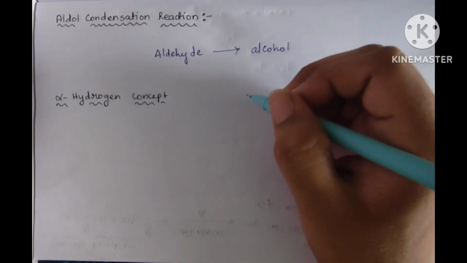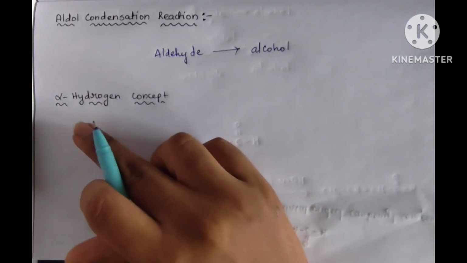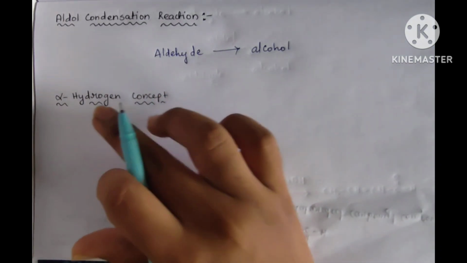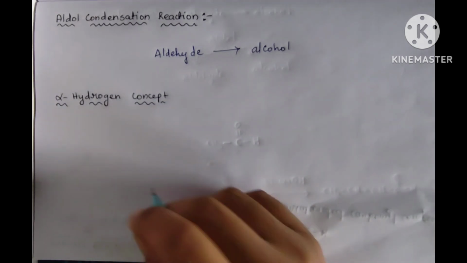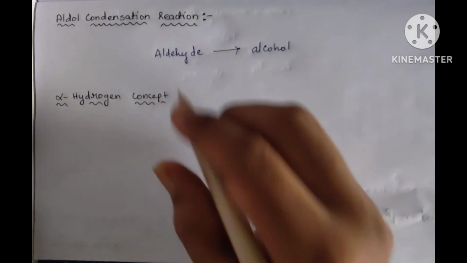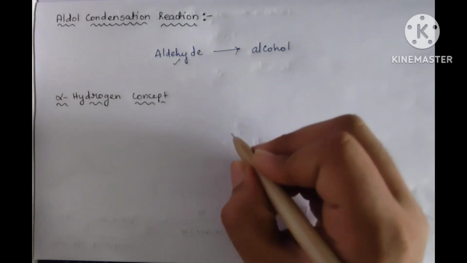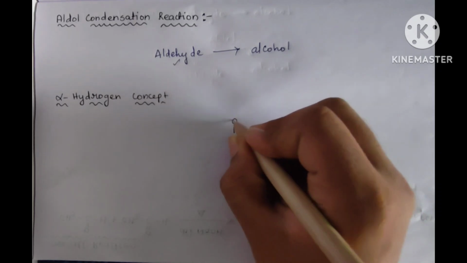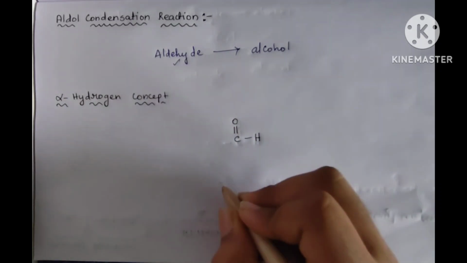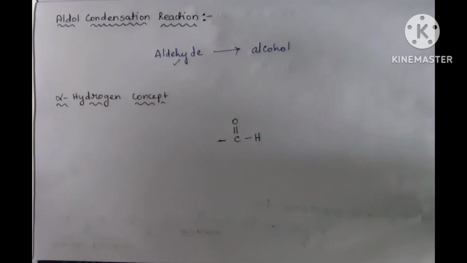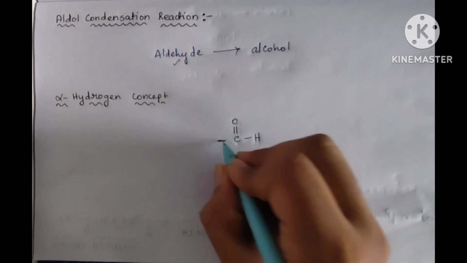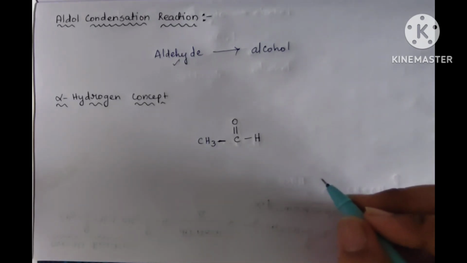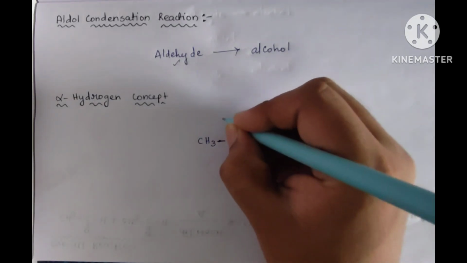Before going to the aldol condensation reaction, you have to learn about the alpha hydrogen concept. What does the alpha hydrogen concept mean? For example, take the simplest aldehyde group, which is C double bond O bond H. This aldehyde group is connected to the methyl group, CH3.